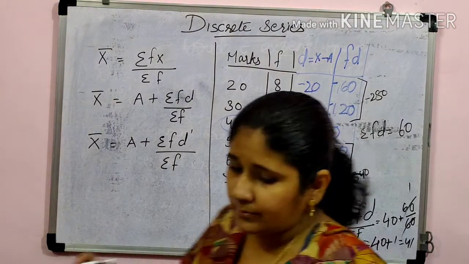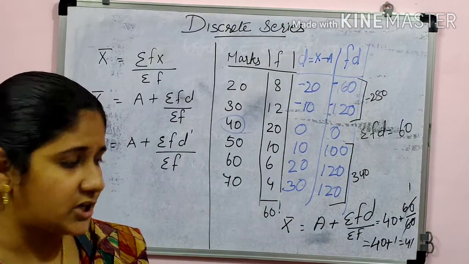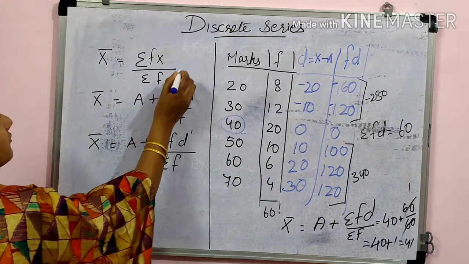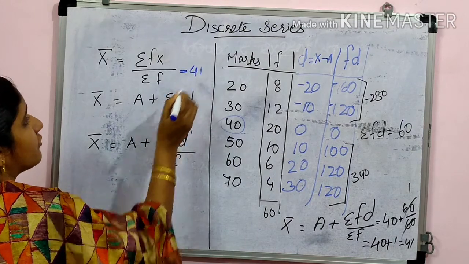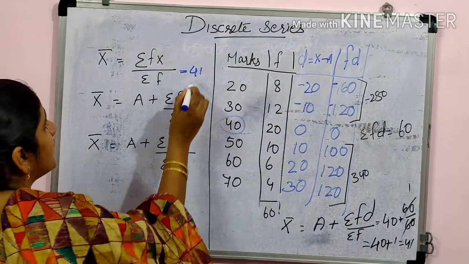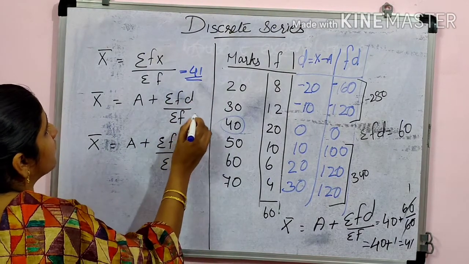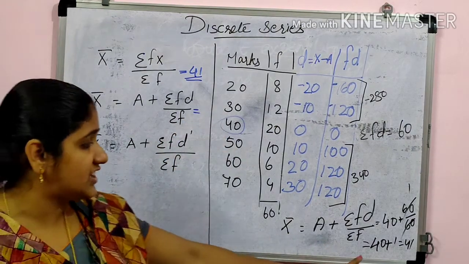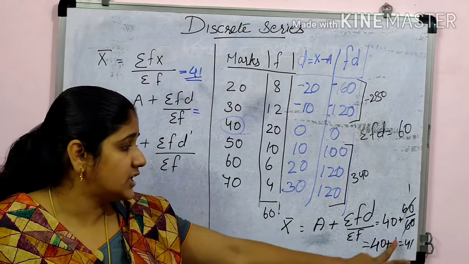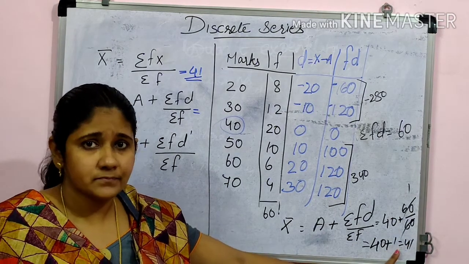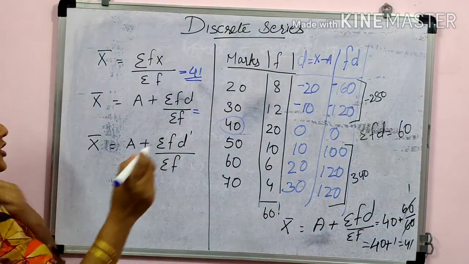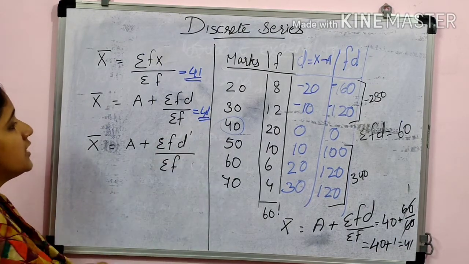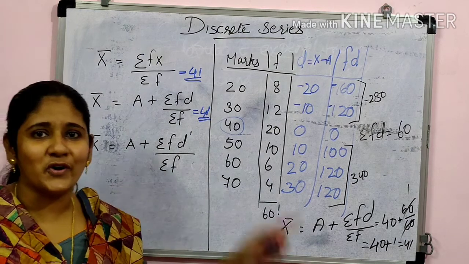So students, are you remembering in the case of the previous method also, when we solved with the same formula, in fact we got 41. I hope you remember. And then when we went for the second method, here also we had 40 as the assumed mean, and when we divided we got 1, so 40 plus 1 is also equal to 41. Okay, now I will erase it and we will go for the third method.